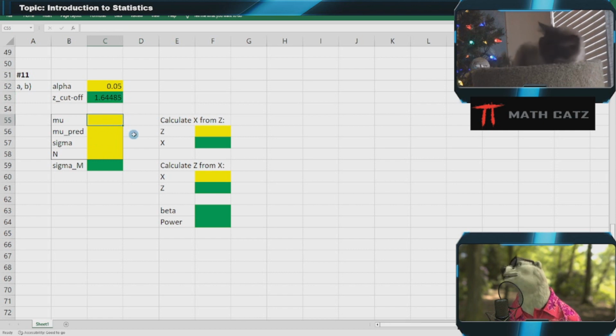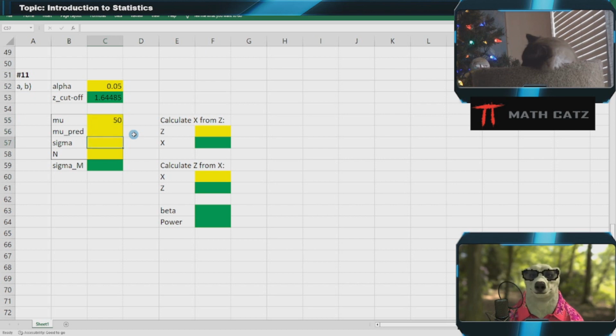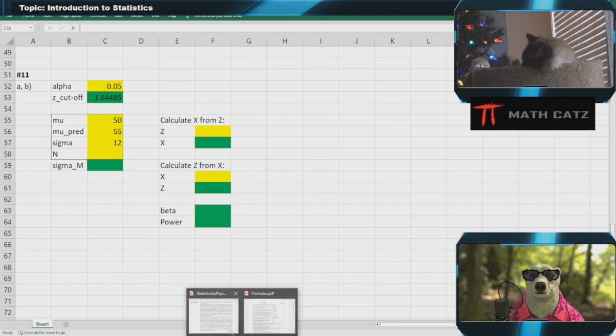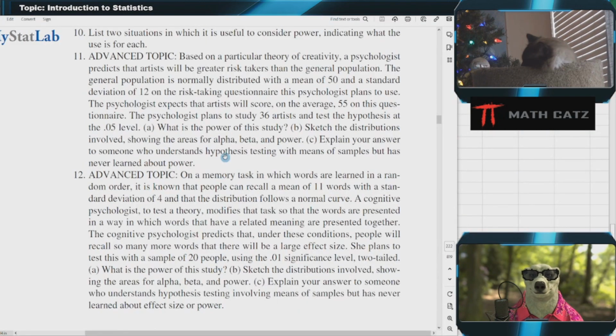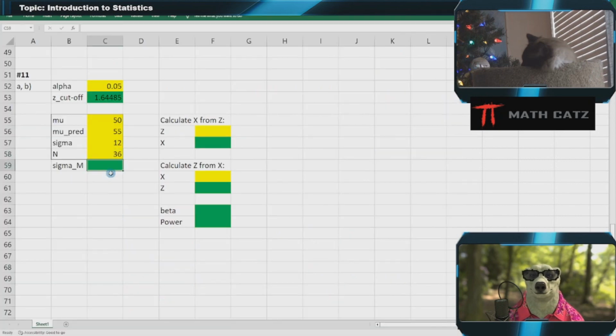Let's just put in the mean here is 50. The predicted mean is 55. Sigma was 12. And remember, the comparison distribution that I'm using in my hypothesis testing is the distribution of means. So I need to adjust the sigma to the distribution of means. Mu is the same. We have 36 people in our sample.